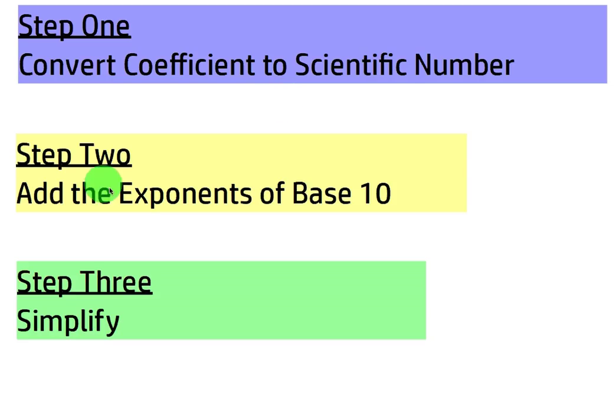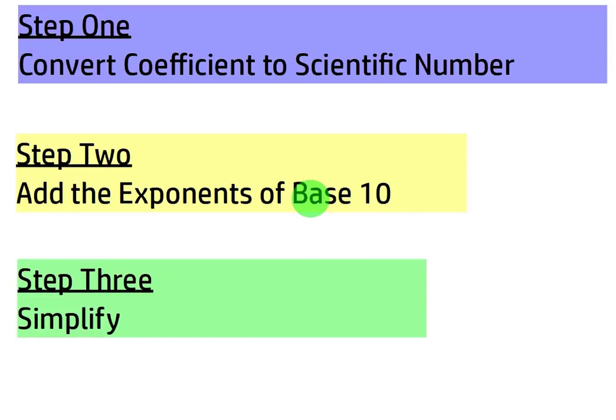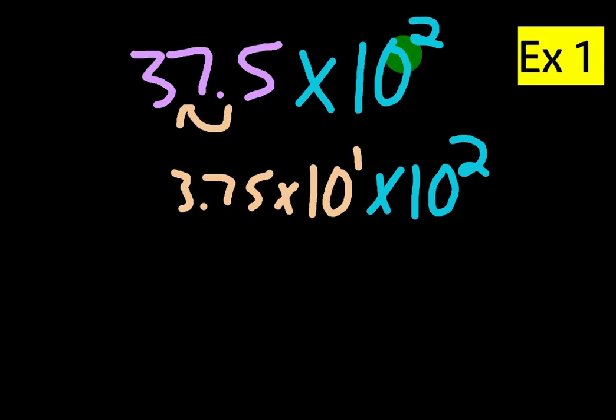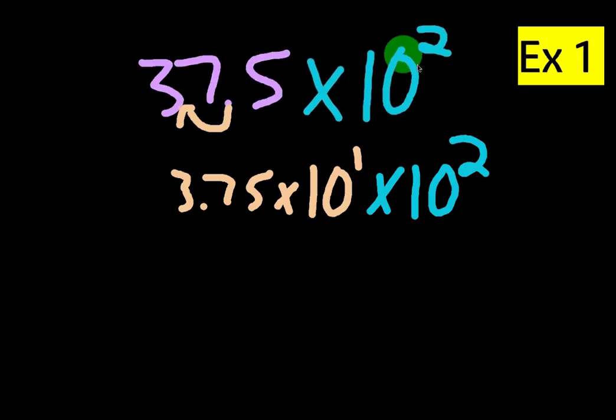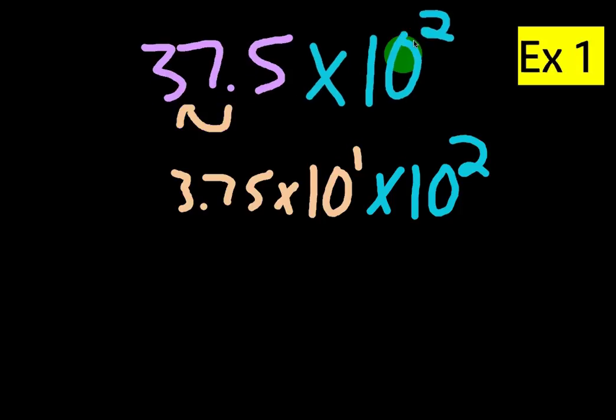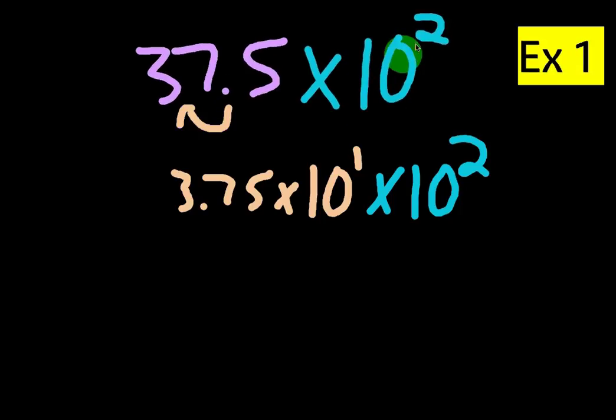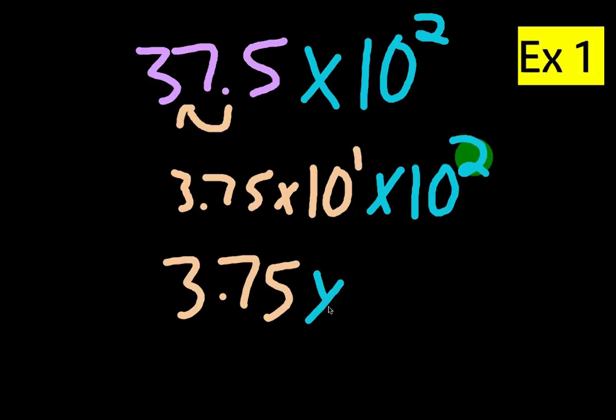Since they're both base 10 and we are multiplying these numbers, we can add the exponents. And we'll go ahead and look at step 3 already: simplify just in case you need to. For this one, I don't think we're going to need to. But all we have to do now is see if we can move this down here. Nope, it's not working. These are both base 10, so we're just going to add these exponents. 1 plus 2 is 3. And therefore, our final answer is 3.75 times 10 cubed.